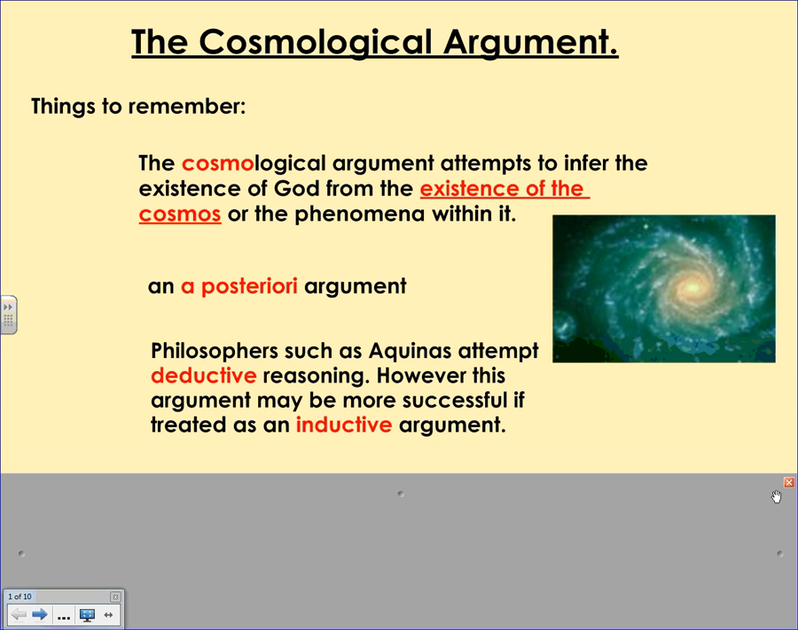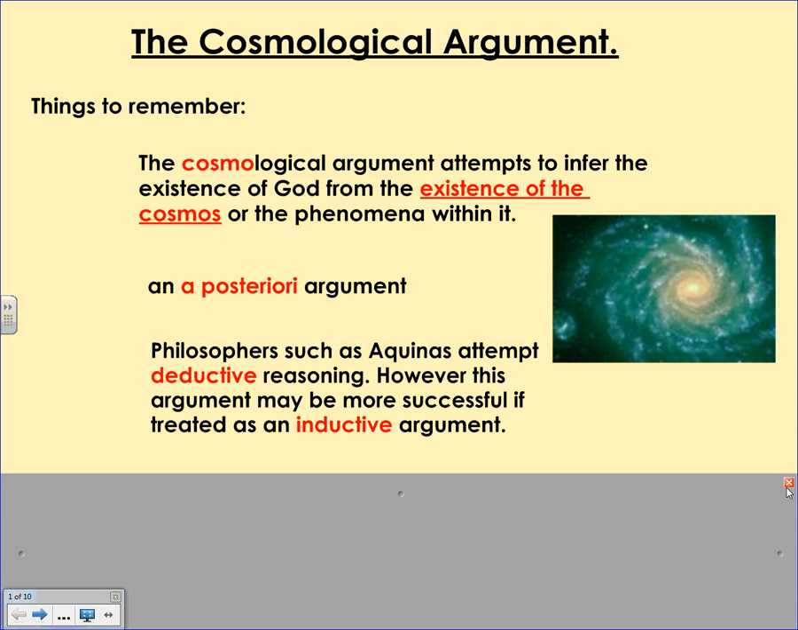Now, philosophers such as Aquinas, who we're going to be studying, try deductive reasoning here. Deductive reasoning is something, again, that we have covered in our lessons, and so this is the idea that premises lead us to an indisputable conclusion, that if we agree with the premises and we can understand those premises correctly, then the conclusion will be something we can't deny.